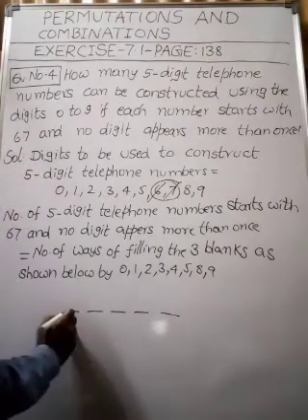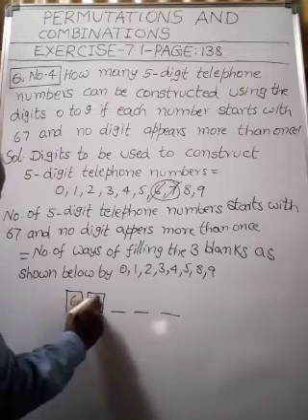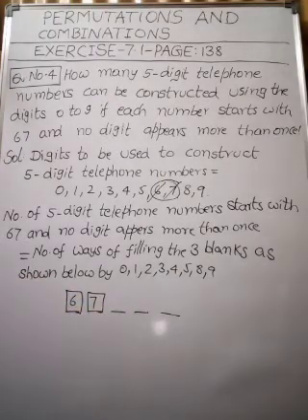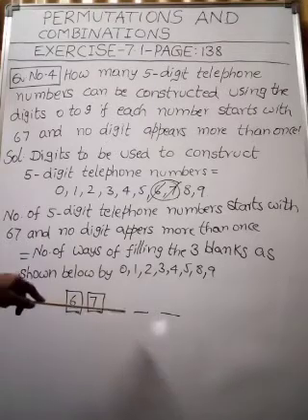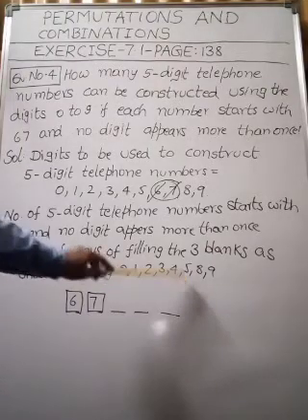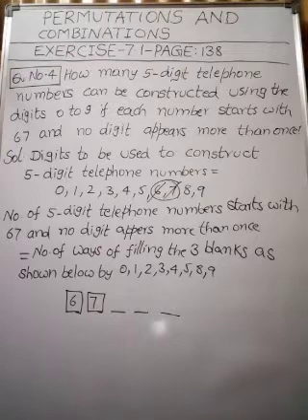Okay, my children. This 5-digit number is starting with 67. How many blanks are there? 3 more blanks to be filled. By which digits? These digits only. Again, we should not use 6 and 7. Understood this point, my children?